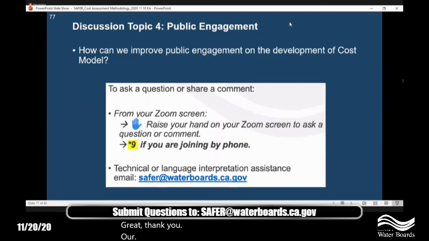Our next discussion topic is on public engagement. How can we improve public engagement on the development of the cost model? Feel free to raise your hand if you would like to ask a question or comment, and if you're calling in by phone, press *9. I'm looking at the attendees list and don't see any hands up at the moment. But if you're thinking about this question, go ahead and raise your hand when you're ready. You can also email us at safer@waterboards.ca.gov if you would like to comment or ask us a question based on the public engagement discussion topic.